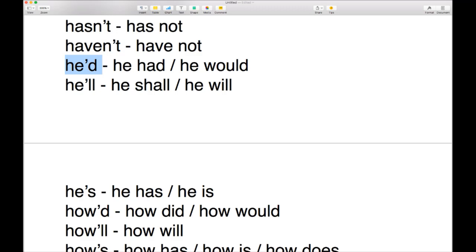All right. The next one is he'd. And that's short for he had or he would. So here's a sentence. If you said to me, will David come with me to the cinema? Do you think David would come with me to the cinema? And I could say to you, he would if you asked him. No, I would say he'd love you to ask.